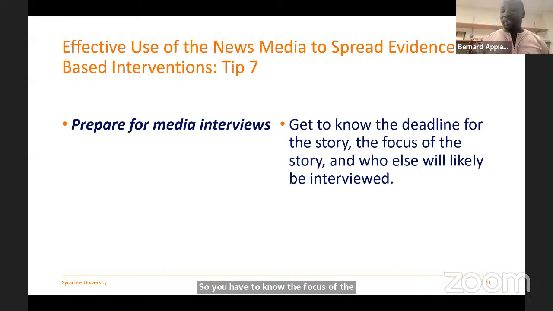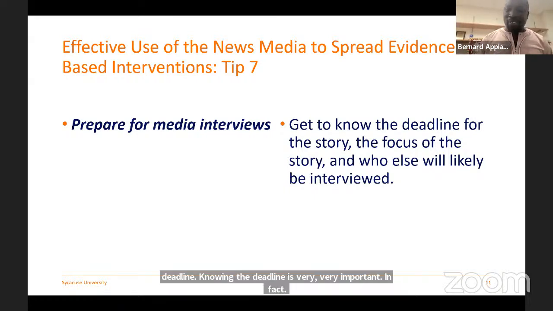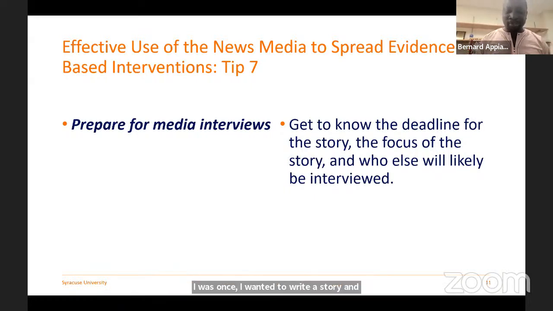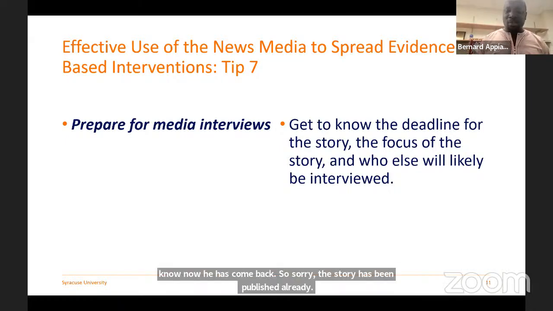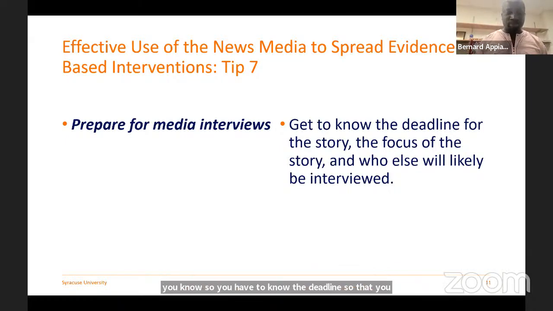You know the deadline. Knowing the deadline is very, very important. In fact, I wanted to write a story and I sent an email to a researcher years ago. The person didn't reply until about 3 months later, and he said, oh, he was busy and now he has come back. So sorry, the story has been published already. So you have to know the deadline so that you will know how to prioritize.